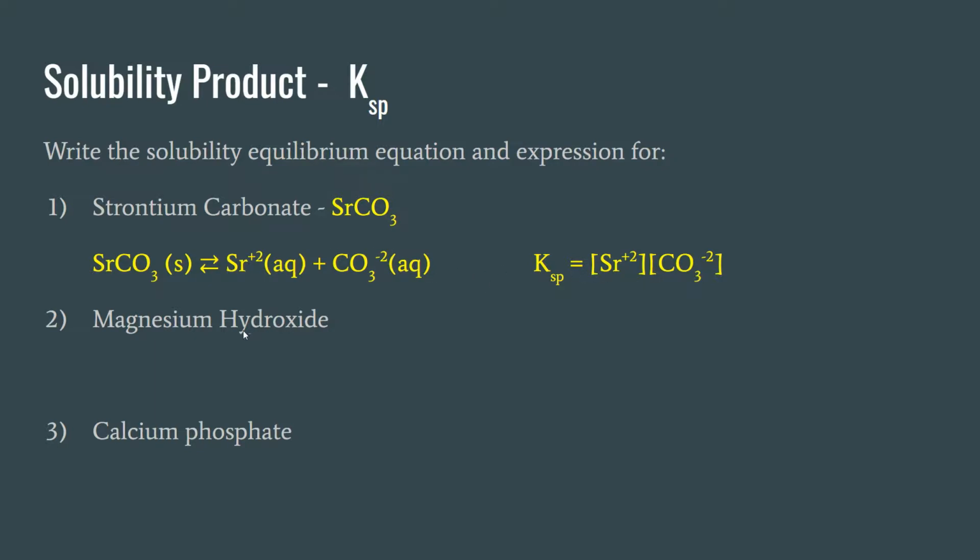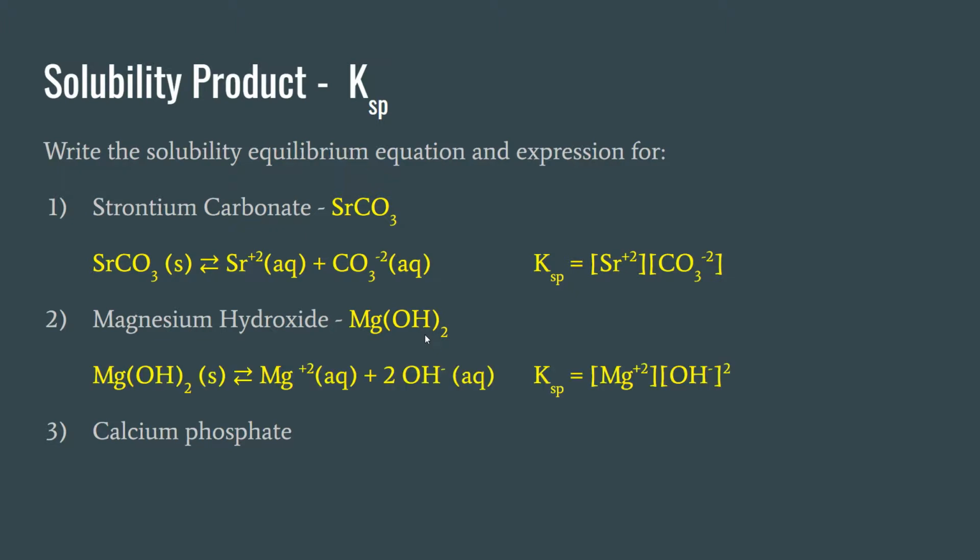The second one here is magnesium hydroxide. The Mg has a positive 2. The OH on the hydroxide has a minus 1. So when I put these together to balance the charges, I'm going to get magnesium hydroxide, Mg(OH)2.